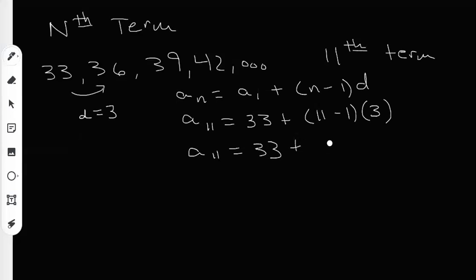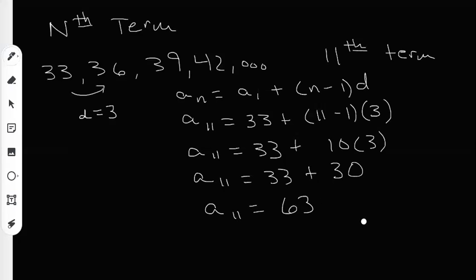First I do what's in parentheses, I get 10. We're going to multiply that by 3 to get 30. So I'm going to have 33 plus 30, and that's going to give me 63. So that's the 11th term of the sequence. Does that make sense for the problem? You start with 33, you add 3 11 times, you should get to 63.